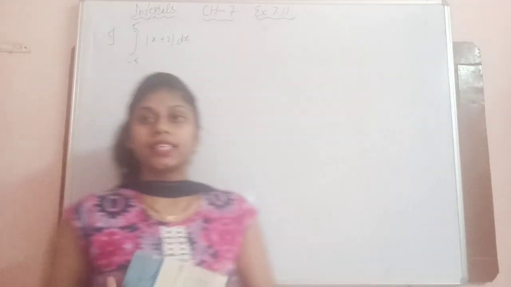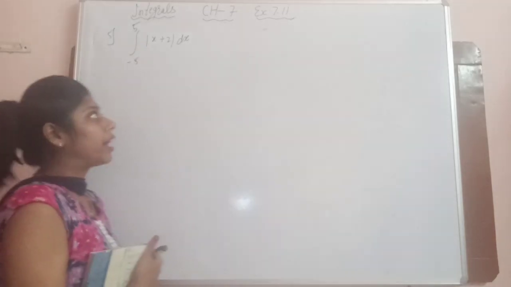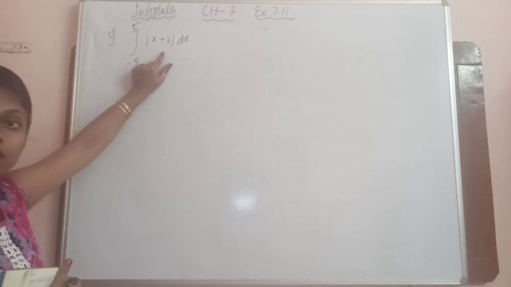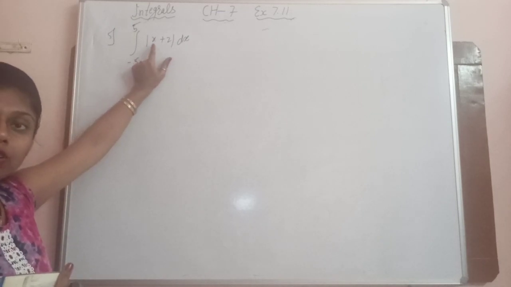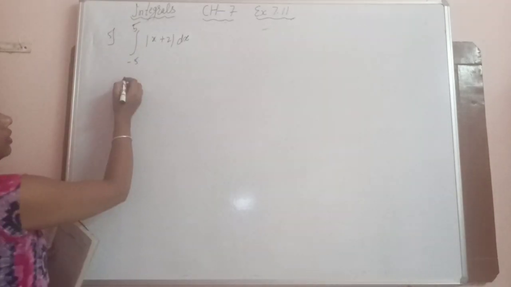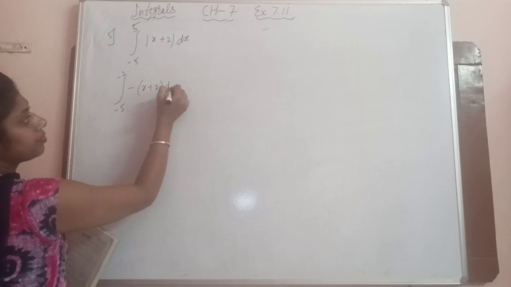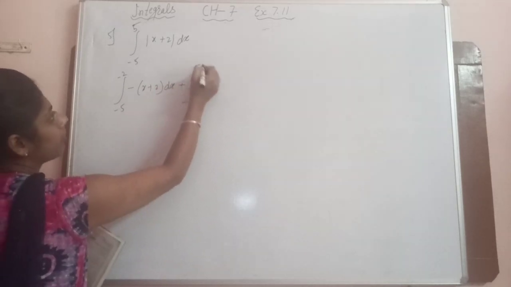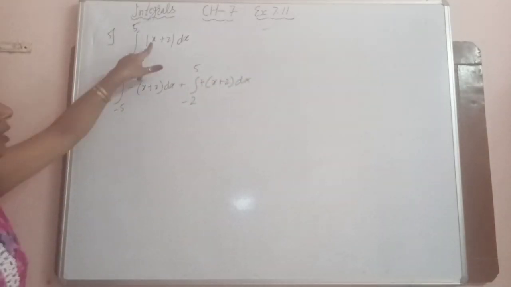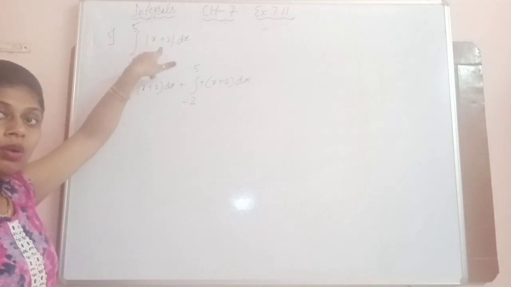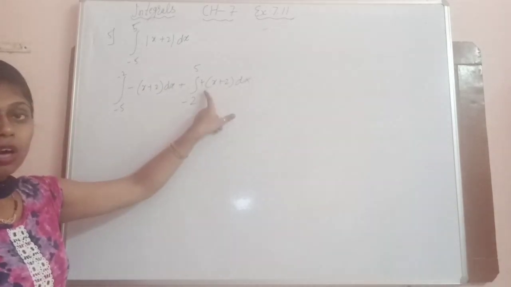Next we will do the fifth question, how to solve the integration of a mod function. In the fifth question, the integration is from minus 5 to 5 of mod of x plus 2. First of all, you have to check at which value this modulus will become 0. At minus 2, if you put minus 2 instead of x, you will get 0. It means from minus 5 to minus 2 the function is negative, and from minus 2 to 5 the function is positive. Because at exactly minus 2 it is 0, so less than minus 2 is a negative function, and greater than minus 2 is a positive function.